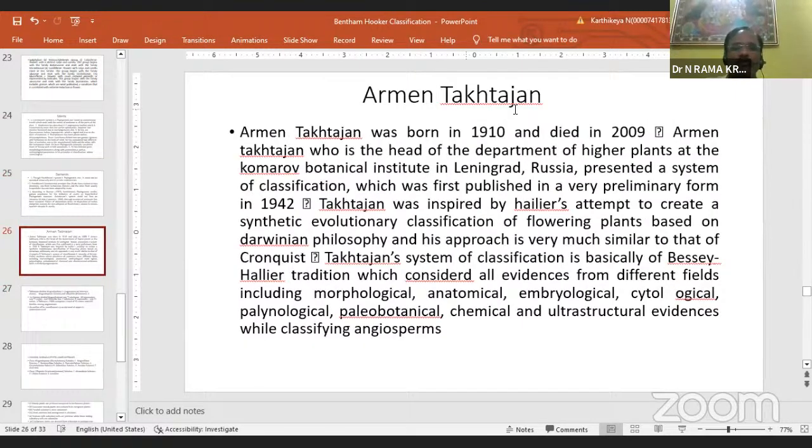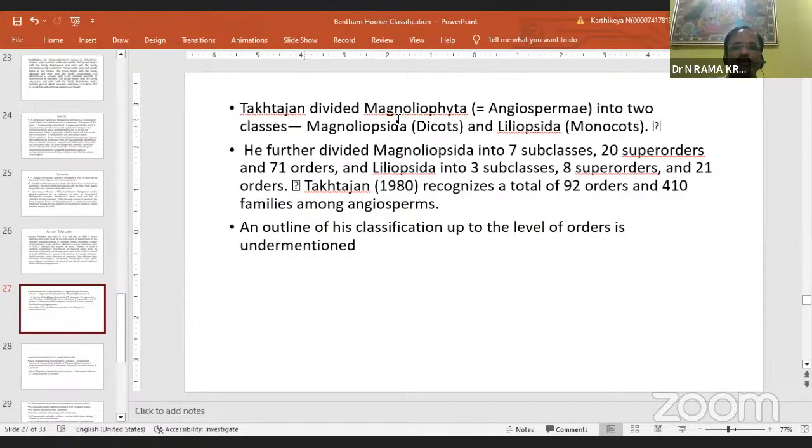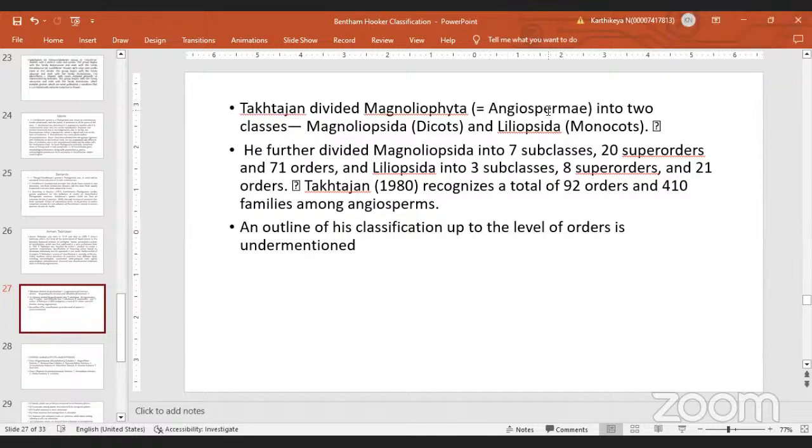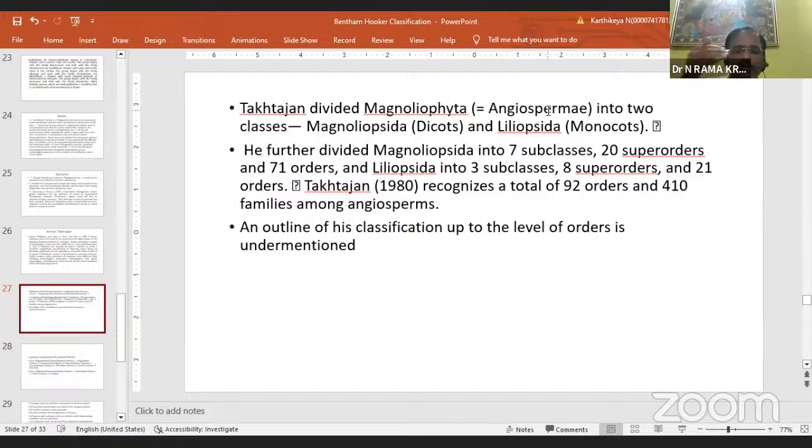It is in Takhtajan's name, okay. See Magnoliophyta. Magnoliophyta, nothing but, see the bracket name. What is the bracket here? Angiosperms. Takhtajan's is just one synonym. So for Angiosperms, the synonym we call is Magnoliophyta. Magnoliophyta means Angiosperm. This is a recent name.